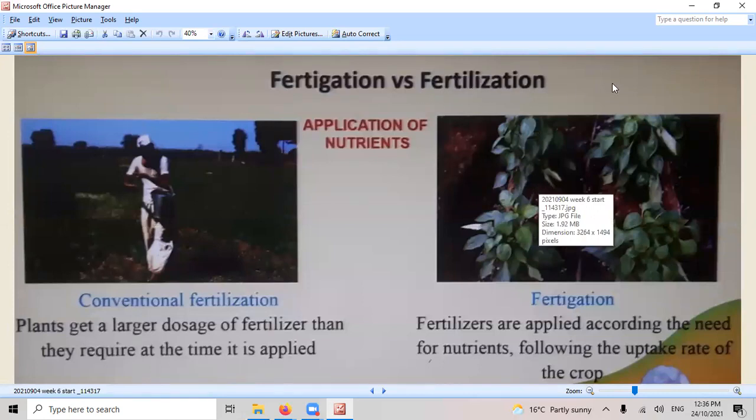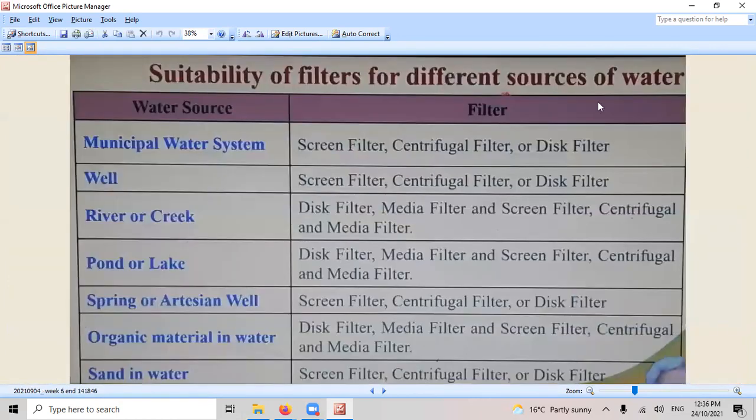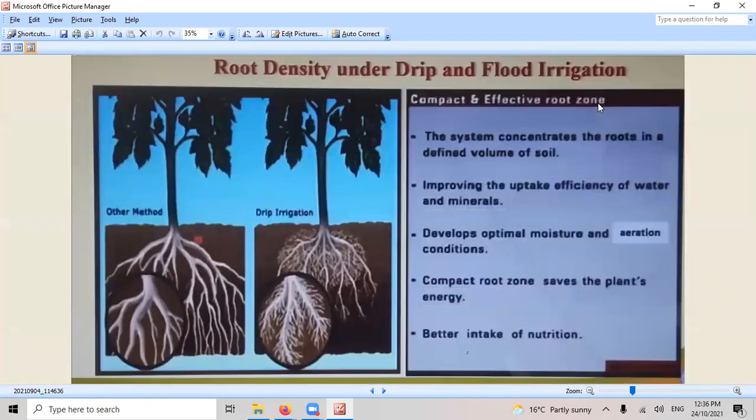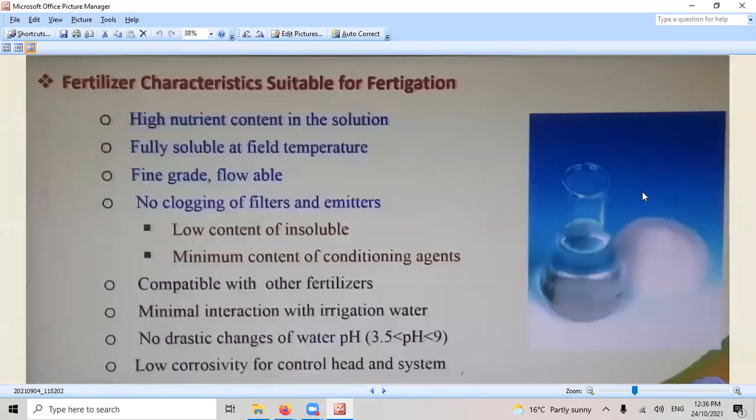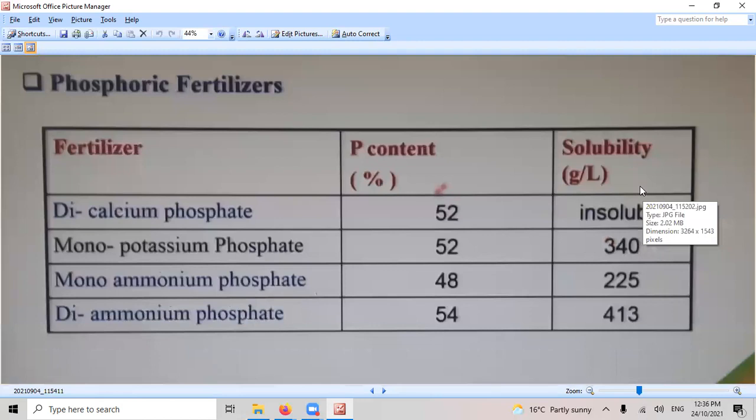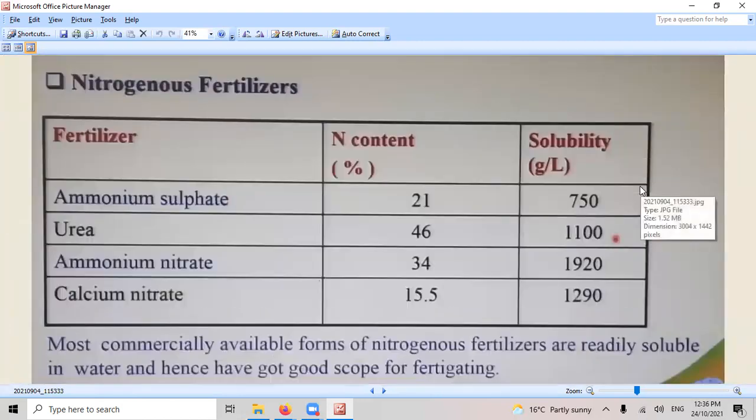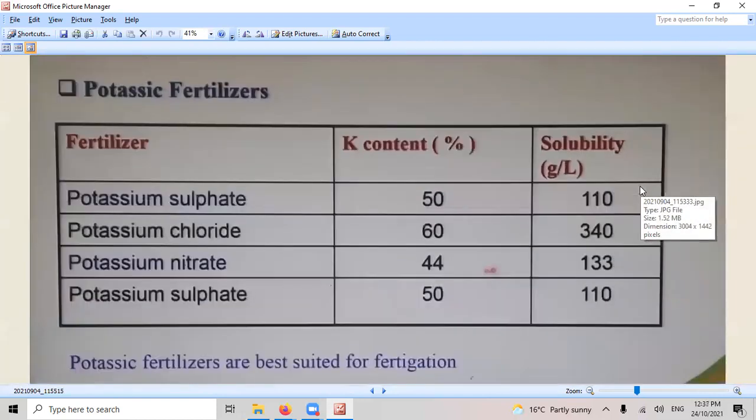Fertigation versus fertilization. There you go. Conventional fertilization or fertigation. Fertigation is the go. You apply according to the needs of the nutrients, following the uptake of the crop. Exactly what it needs. This gets in so much detail. The other method goes everywhere. Drip methods only around where it drips. And so you get a good branching, very effective. Actual fertilizers, the actual amounts that you want to properly give them, from doing commercial, from doing your tests. It tells you what solubility it is, because you can see like this one here, for instance, potassium chloride is going to clog it up way faster, 3 times faster than this potassium sulfate. So it's an example of what type of potassium you can use.